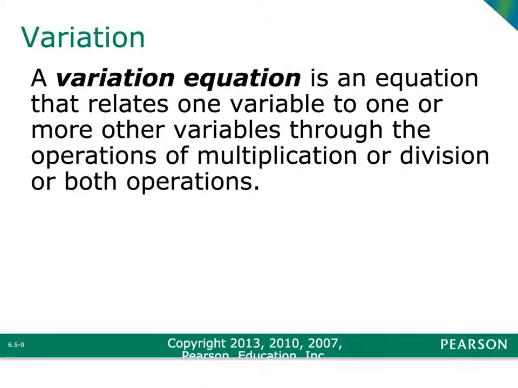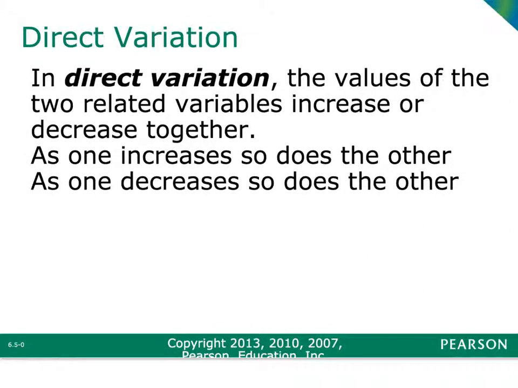In general, a variation equation just relates one variable to one or more other variables through multiplication or division. There should be no addition or subtraction in these problems. The first type of variation we're going to work with is called direct variation. In direct variation, the values of the two variables increase or decrease together. So as one increases, the other one increases. As one decreases, the other one decreases.